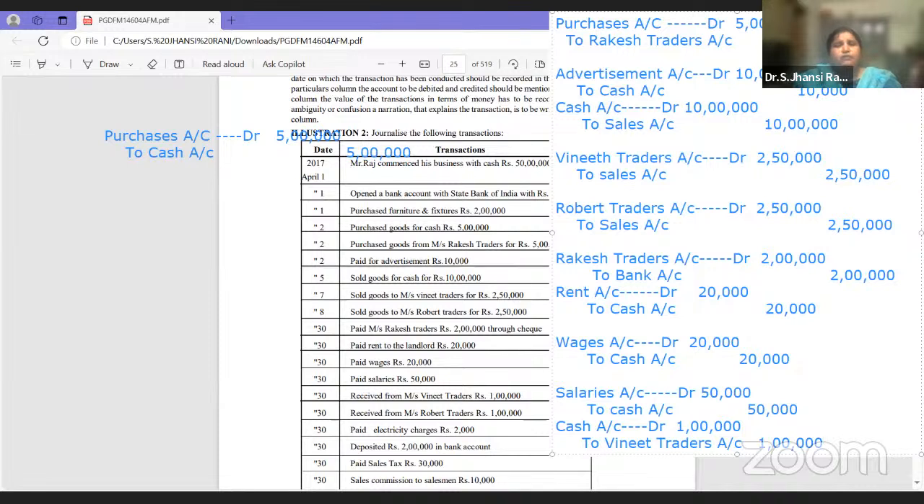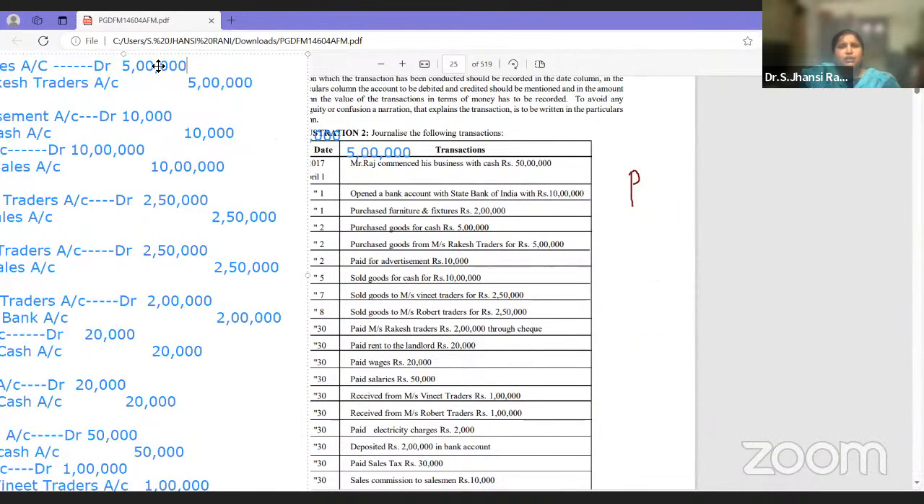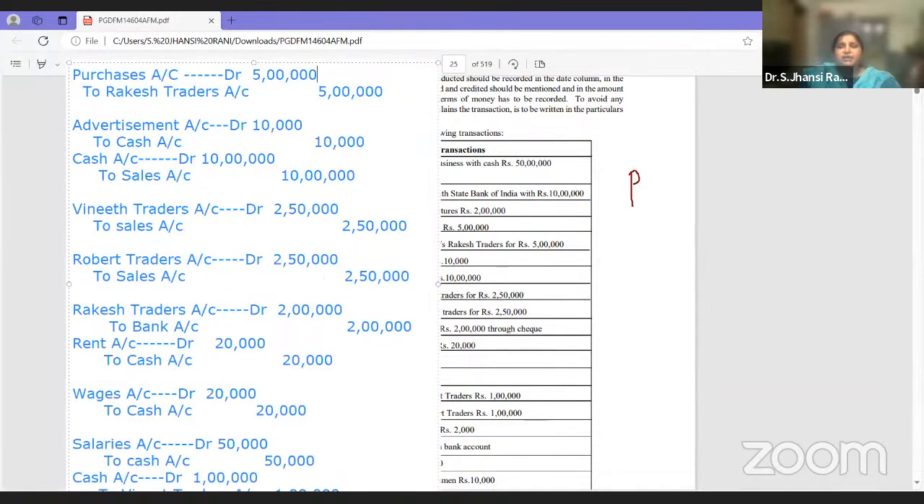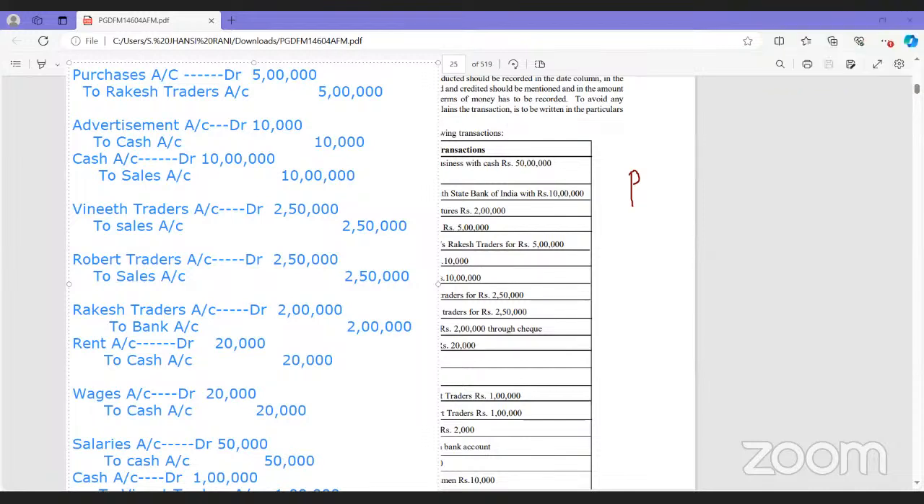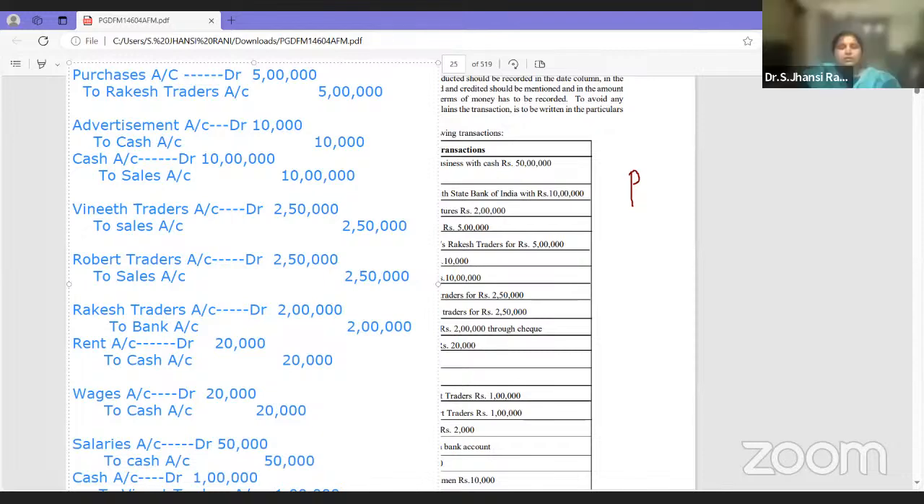Like this, we write. You only have to be able to differentiate which account it falls under. Is it a real account, personal account, or nominal account? You should be able to differentiate which account it comes under. Then it will be easy for us to write any journal entry. Is it clear? Yes, it's clear. Okay.